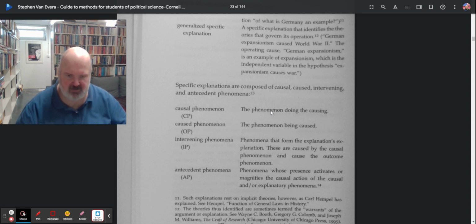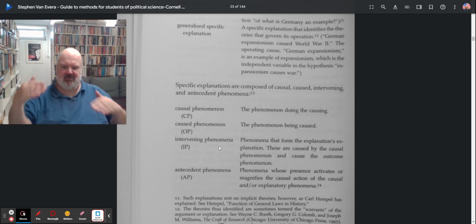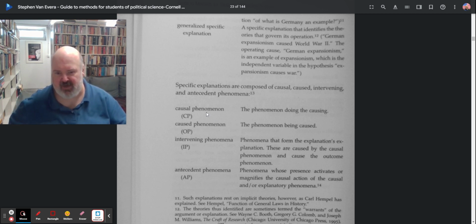So this is the initial causal phenomena, and the intervening phenomena are the things in between. This is kind of like the independent variable, dependent variable, and intervening variable, right? And the antecedent phenomena is a phenomena whose presence activates or magnifies the causal phenomena.